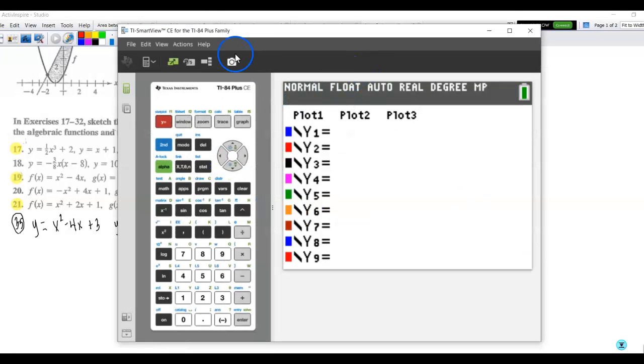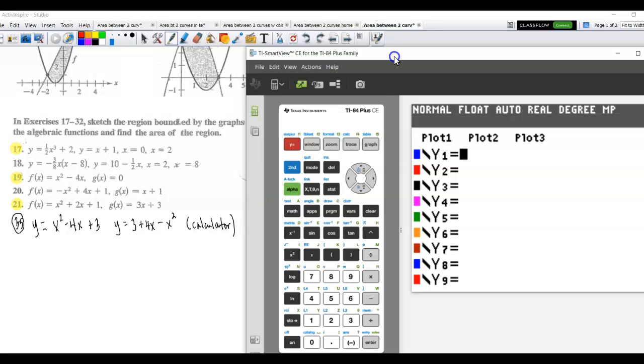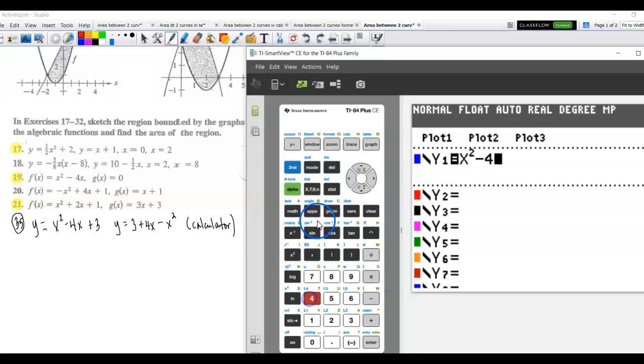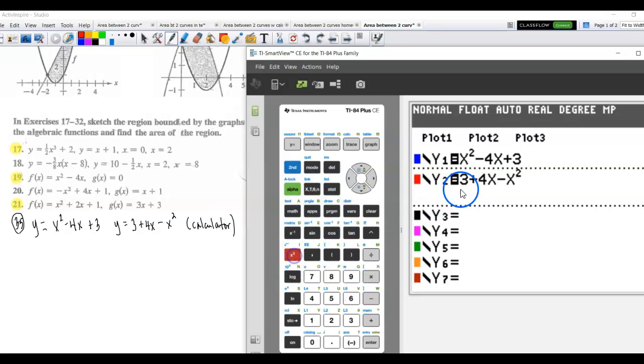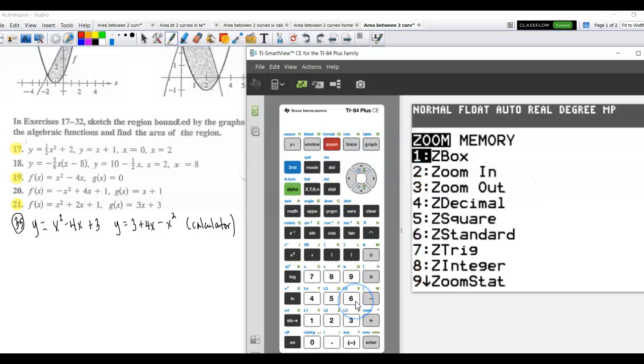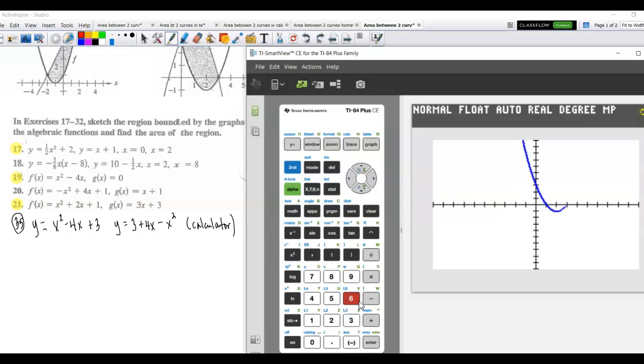Okay, so let me bring my calculator up. Calculator is going to do most of the work, and I'll show you what you have to actually write for credit. So since this is a calculator problem, I'm going to put in my first function, which is x squared minus 4x plus 3. All right, double check it, x squared minus 4x plus 3. And then my second function is 3 plus 4x minus x squared. When I'm graphing, I start with a zoom 6 window. That's a standard viewing window, kind of like my home base. And that window is going to do perfectly fine.